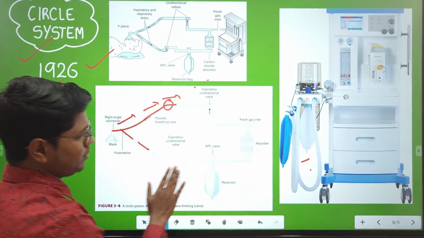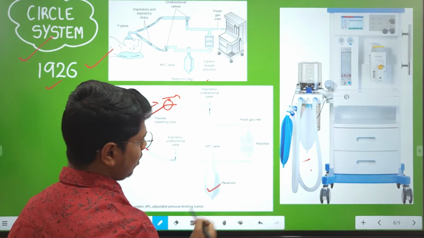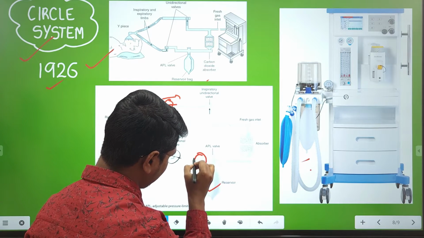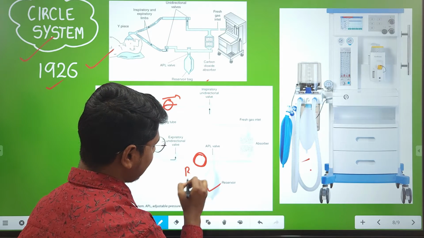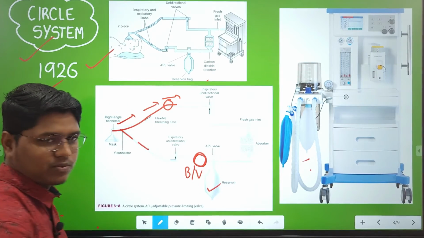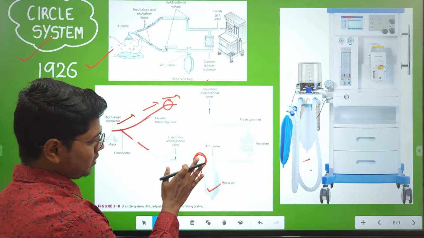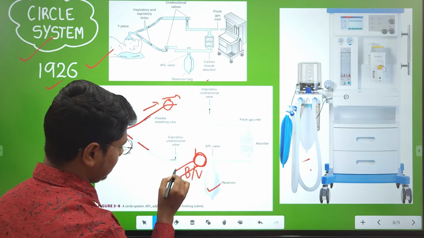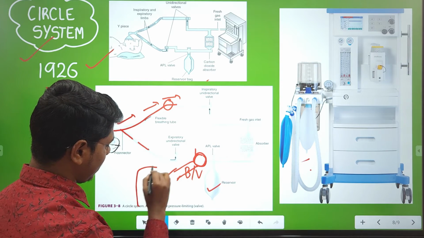Okay, I told you that you can either use this reservoir or you can use bellows. Here you will find a switch, the bag ventilator switch, or bag/bellows switch. Here is the switch, and you will find the addition. So here there will be bellows.